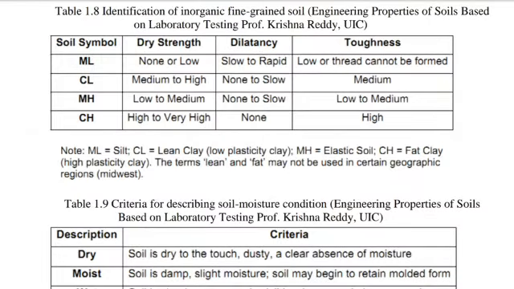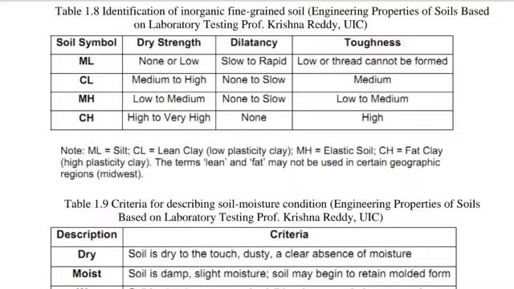Table 1.8, identification of inorganic fine-grained soil. Soil symbol ML, dry strength none or low, dilatancy slow to rapid, toughness low or thread cannot be formed. Soil symbol CL, dry strength medium to high, dilatancy none to slow, toughness medium. Soil symbol MH, dry strength low to medium, dilatancy none to slow, toughness low to medium. Soil symbol CH, dry strength high to very high, dilatancy none, toughness high.